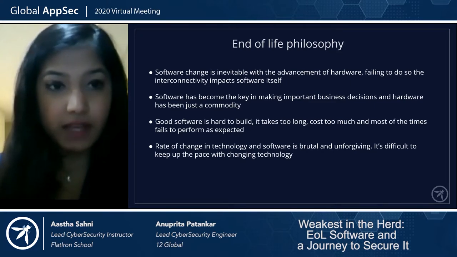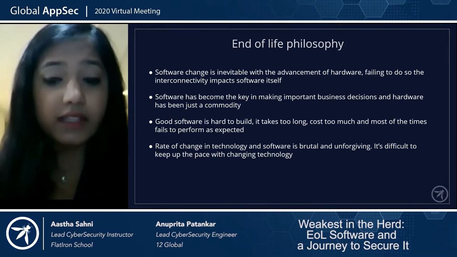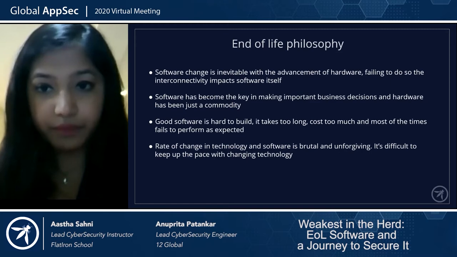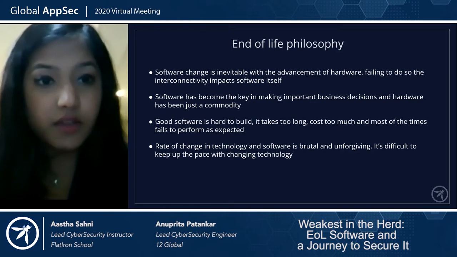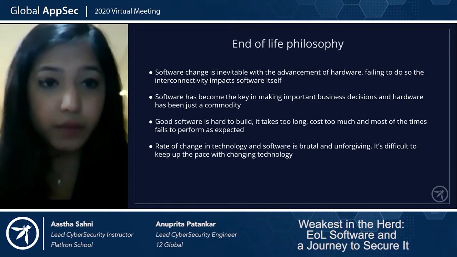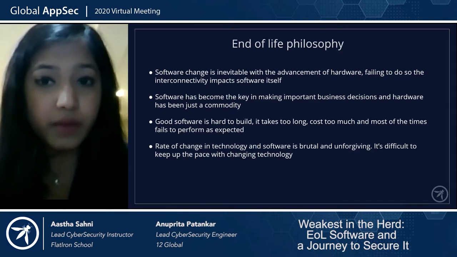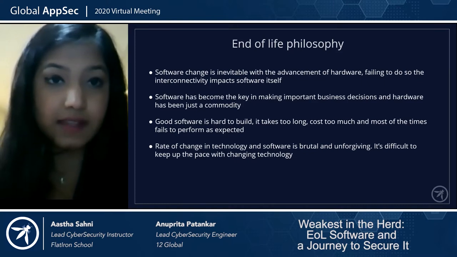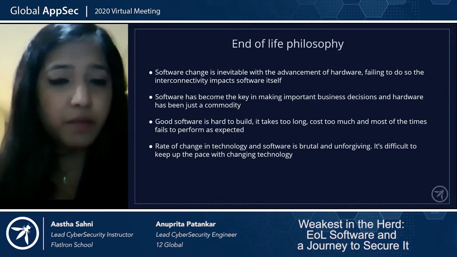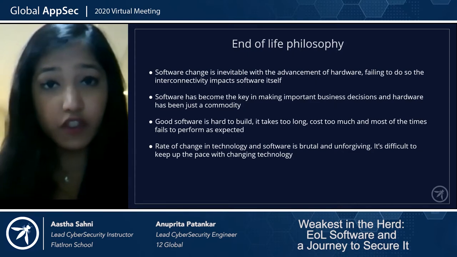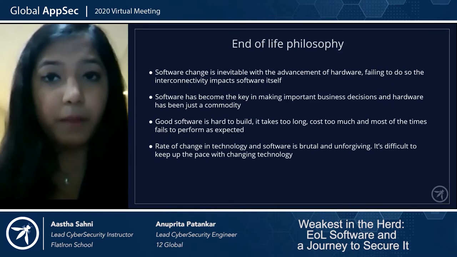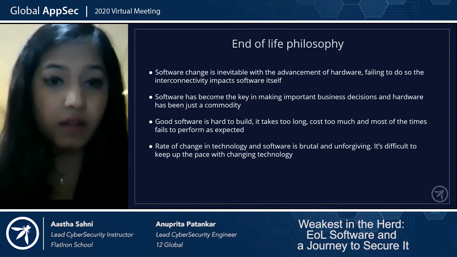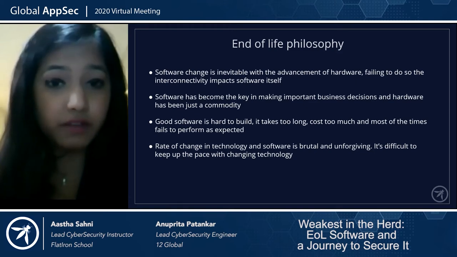The very first concept is that software change is inevitable, and it is inevitable with each advancement of hardware. When we talk about advancement, we also talk about the interconnectivity between software and hardware. And if that advancement with the hardware fails, then it directly impacts the software itself. Now we'll see how software has become a very important thing when making important business decisions. If you want your company to be unique, technology or software is the one that will make you different from the rest of the companies.